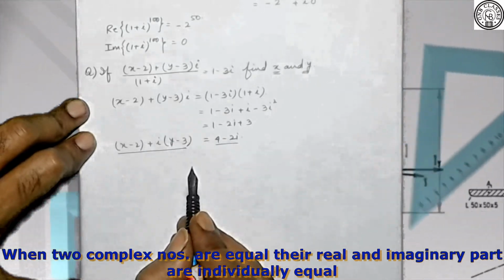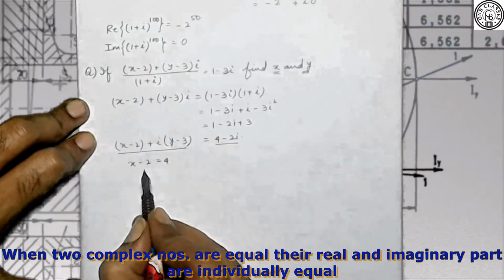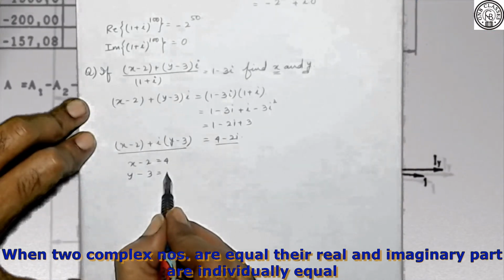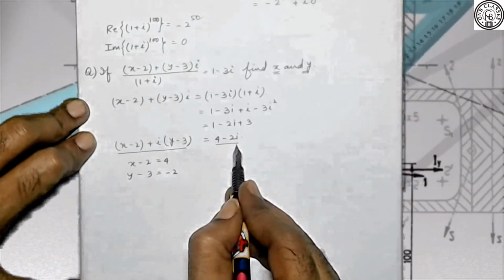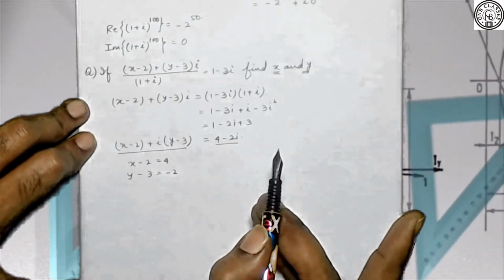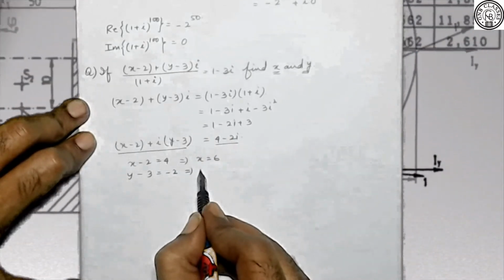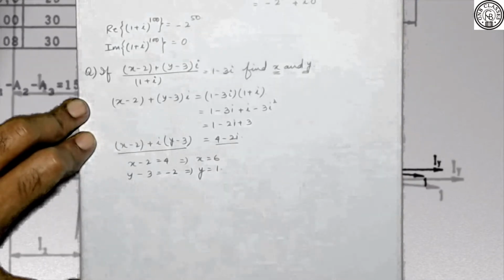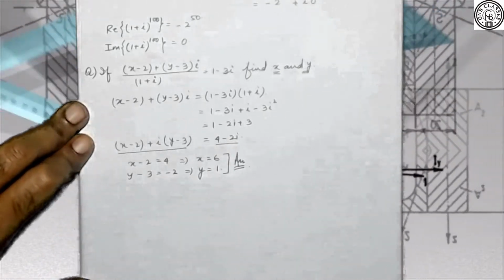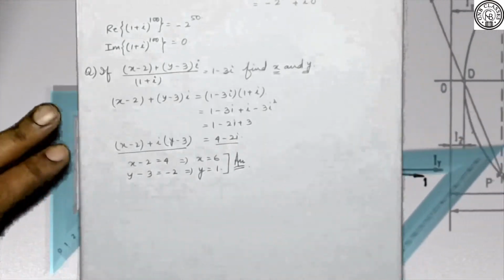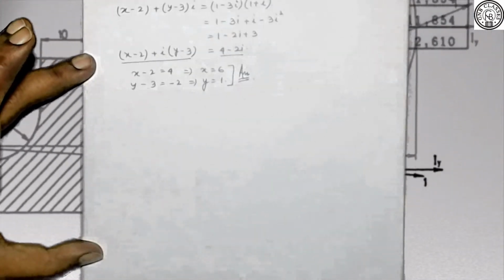Now, two complex numbers are equal. As I told you in the properties, when two complex numbers are equal, their real parts are equal, as well as their imaginary parts are equal. Imaginary part in this case is y − 3, and in this case it is minus 2. It is always along with the sign, remember. So from here we are getting x is nothing but 6, and from here we are getting y is nothing but 1. That is the required value of x and y. Is it clear to all of you? Let us take another problem.